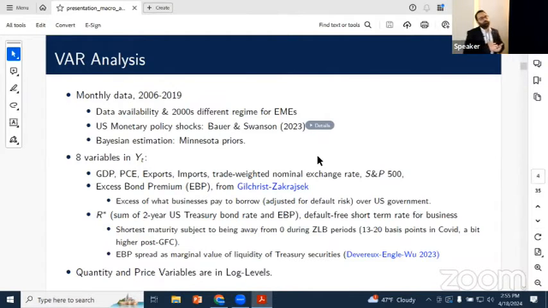But what we are going to use throughout the paper as the foreign interest rate is the US treasury rate plus the excess bond premium. So what is this excess bond premium? It's what businesses pay to borrow in excess of US treasuries. So the excess bond premium plus the US treasury rate would be the interest rate that risk-free borrowers, except the US government, are going to face. So it's going to be our foreign interest rate.